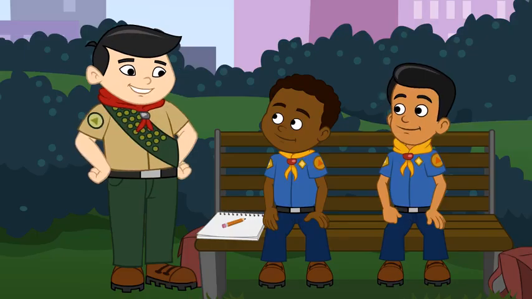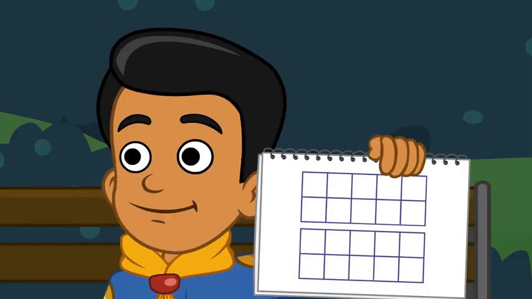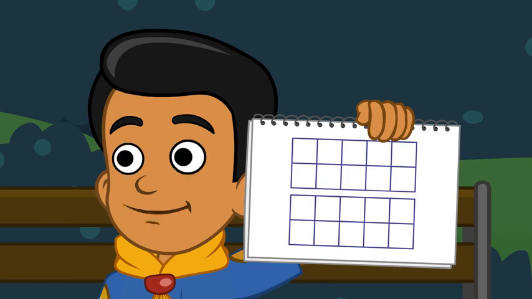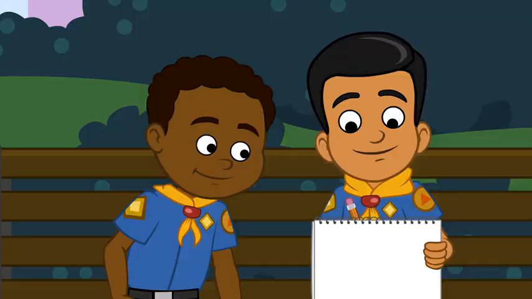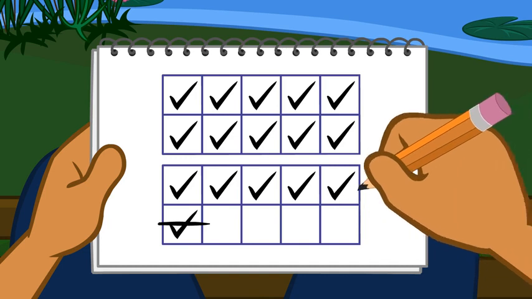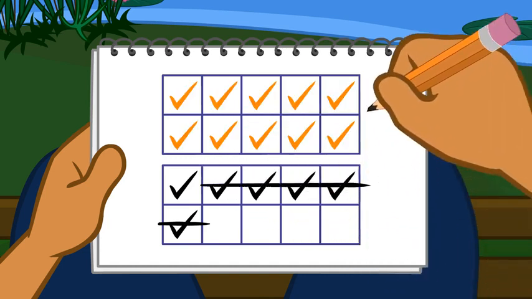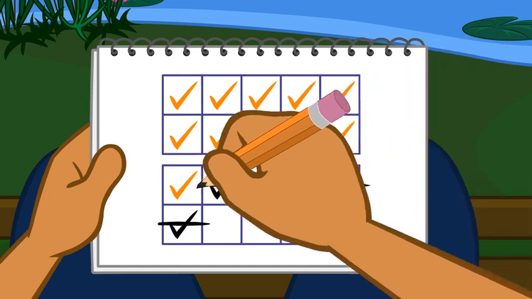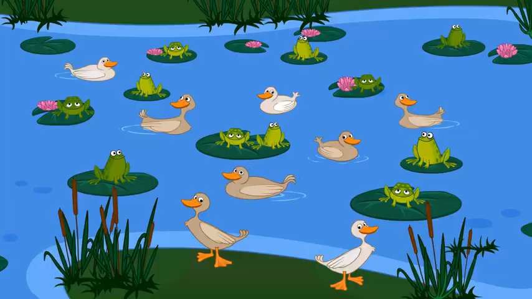Now, when I subtract, I like to use 10 frames. I have some of those in my backpack. Okay, mark 16 frames for the 16 frogs on the lily pads. Now, cross out the last 5 for the frogs that hopped away. What do you have left? I have 1 10 frame that's full and 1 more in the other 10 frame. That means there are 11 frogs left.